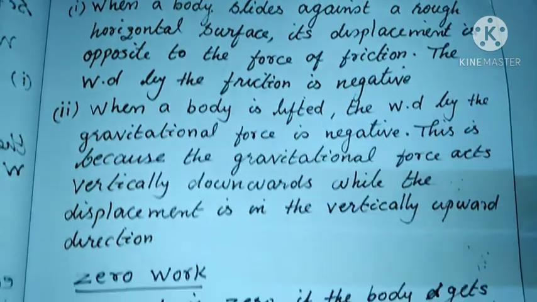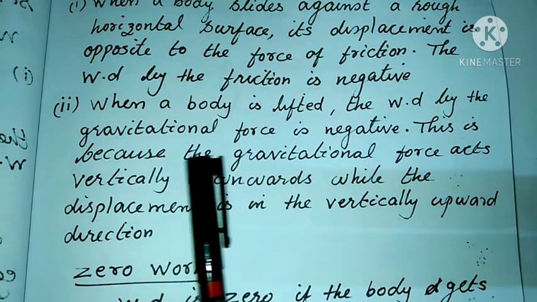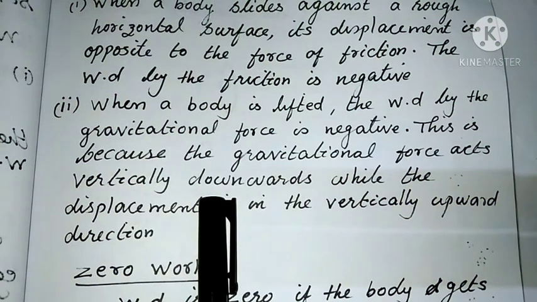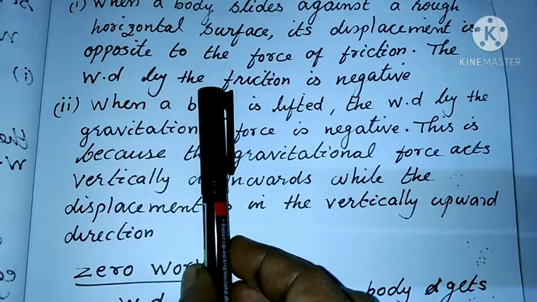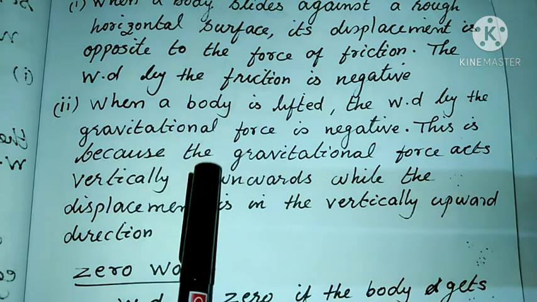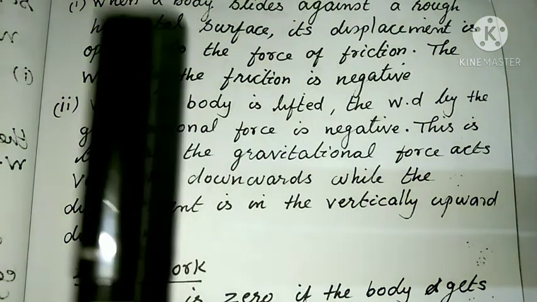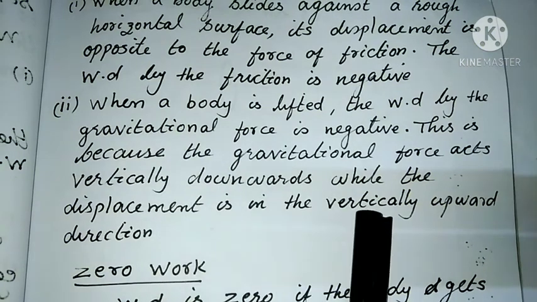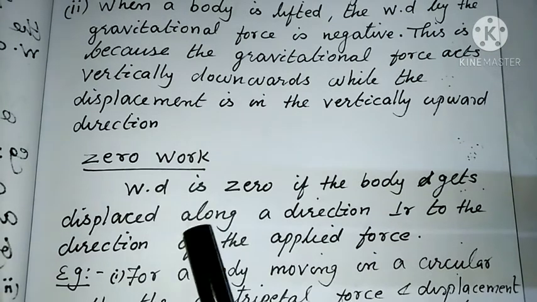Then second example, when a body is lifted, the work done by the gravitational force is negative. This is because the gravitational force acts vertically downward while the displacement is in the vertically upward direction. So when you are lifting a body like this, the gravitational force is acting vertically downwards and the displacement of the body is in the upward direction. So the component of force and the displacement are opposite to each other, so in that case the work done is negative. Clear?